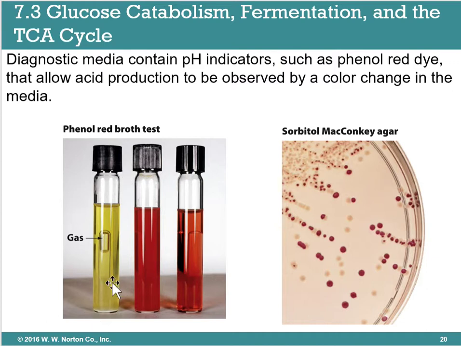This first one is called the phenol red test. It allows for acid production to be observed, and for that there's a color change that happens. After you inoculate and everything, whether you have a yellow or a red will determine what environment was produced, whether it was an acidic environment or a basic environment.